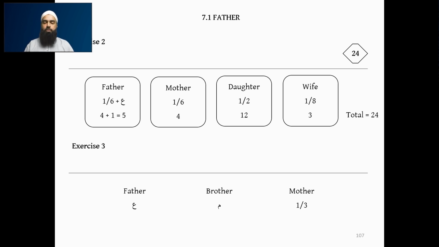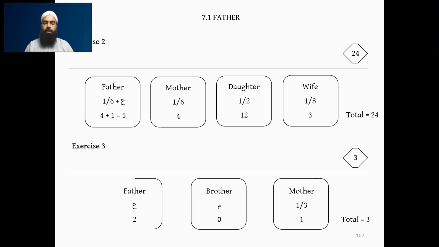So you see there's only one fraction here, 1/3. So we make the divisor 3. The mother gets 1/3, meaning 1. The brother gets nothing. The father gets the remaining 2. So our total is 3, and we've got it all right. So these are the scenarios of the father.